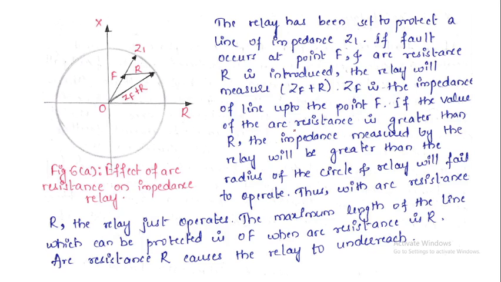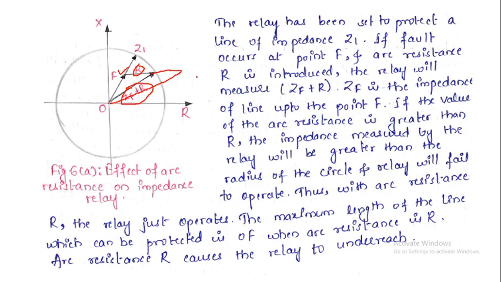If the value of the arc resistance is greater than R, the impedance measured by the relay will be greater than the radius of the circle and the relay will fail to operate. So if there is a fault at location F and the arc resistance measured is R, the relay is going to measure the impedance as ZF plus R. If this arc resistance value is increased, the impedance measured by the relay goes beyond the radius of the circle, so the relay will fail to operate.